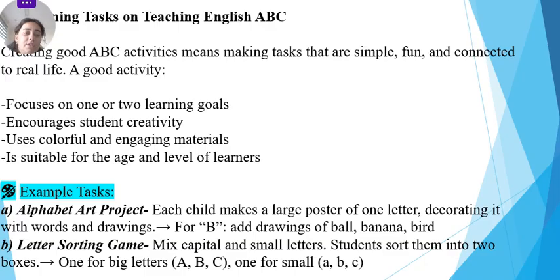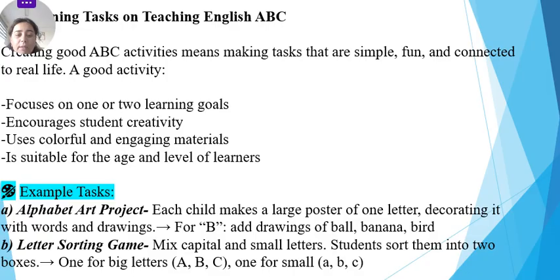And next one is teaching tasks on teaching English ABC. For example, good ABC activities means making tasks that are simple, fun, and connected to real life. And a good activity can focus on one or two learning goals and encourage students' creativity and use colorful and engaging materials. And there are some examples. For example, alphabet art project, and each child makes a large poster of one letter and decorates it with words and drawings. And next one is letter sorting game, and mix capital and small letters.